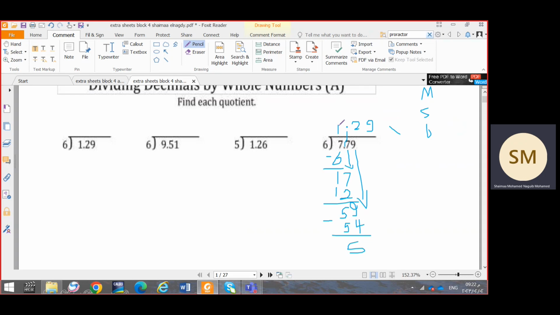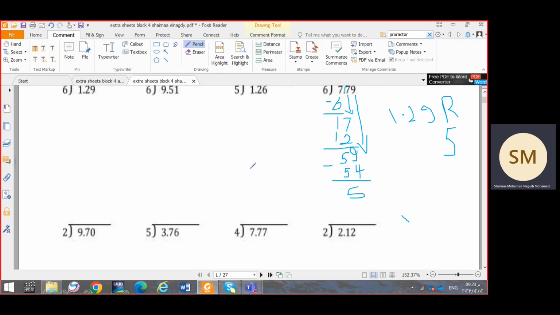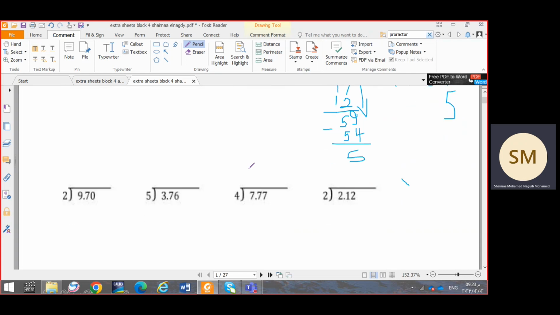Okay, so the answer will be 1.29, and the remainder will be 5. This is what we call this type of division. This is called infinite division. Okay, so you will go to another one.